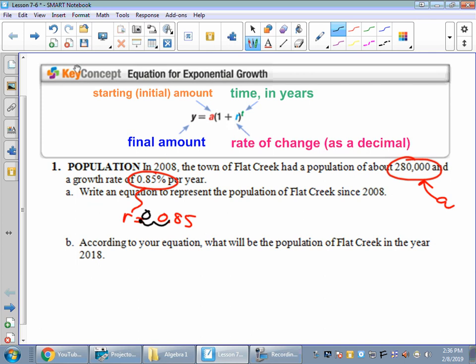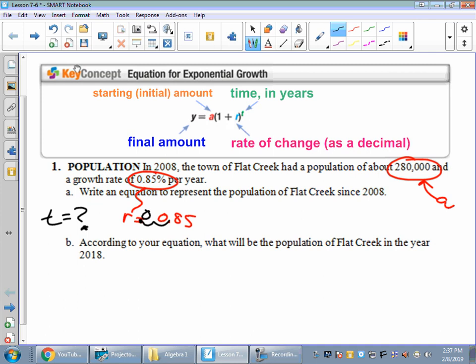That's all we have. Remember, we don't have a t here. And the reason we don't have a t is because we're actually just writing the equation. We're going to leave it as a variable. And then in part B, we're going to actually put a value in for t to get our y value. So y and t will stay variables here in our equation.